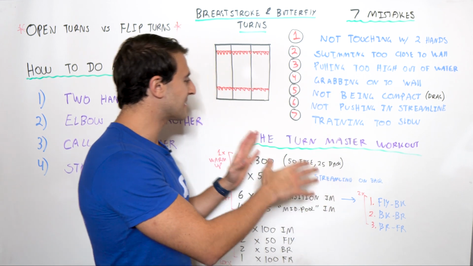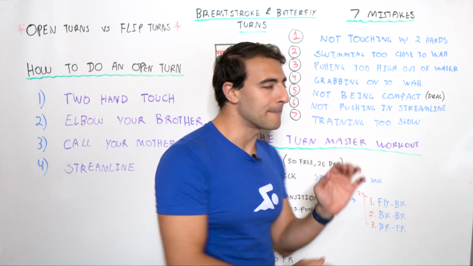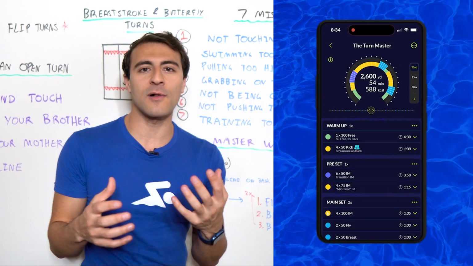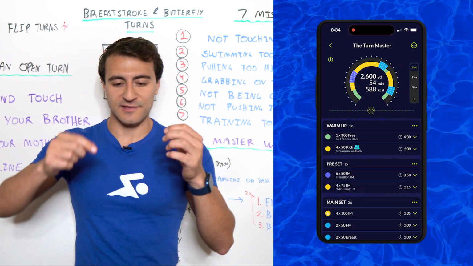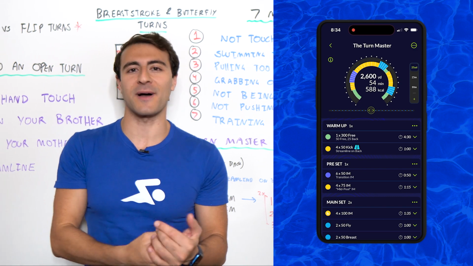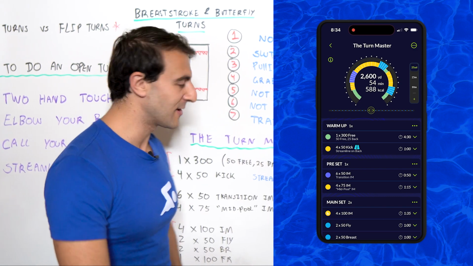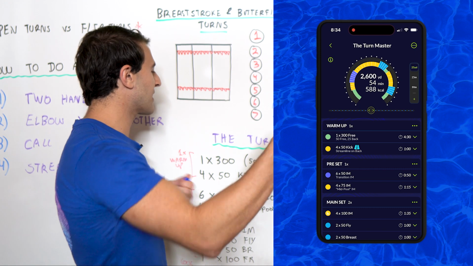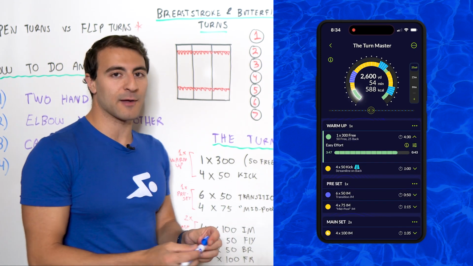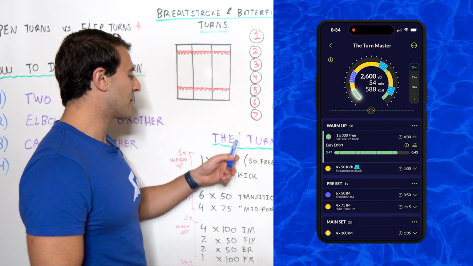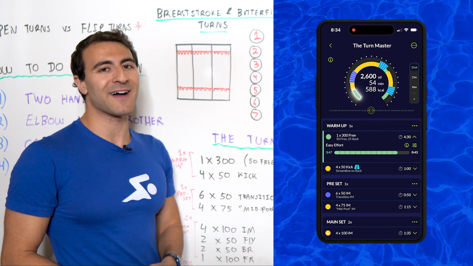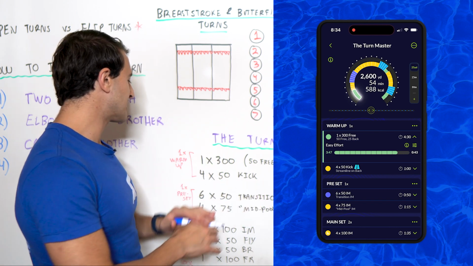Now, I really want to get into this fun stuff, which is the Turn Master Workout. This is all about how I can get you to swim with your turns as efficiently as possible, and there are definitely some fun drills, so get ready for it. We're going to start out with a 300 freestyle where we mix in some flip turns: we go 50 freestyle, 25 backstroke. So just get yourself warmed up.